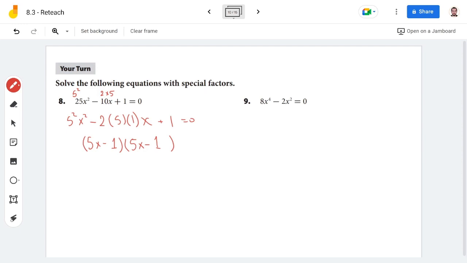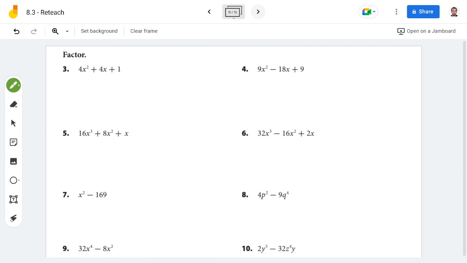Now, because the bracket is repeated, we take it one time to find the zero. So 5x minus 1 is equal to 0, plus 1 on both sides, and you can find x equals 1 over 5. You can do the same way for question number 9, and if you have a question, you can ask me.